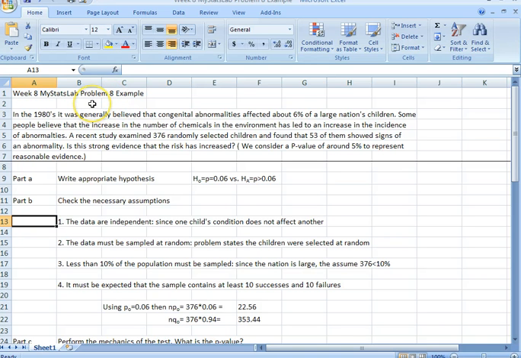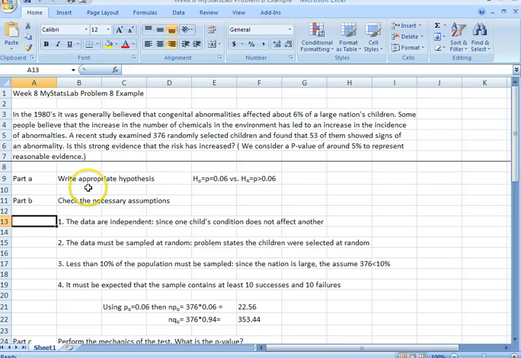In this problem, in the 1980s, it was believed that congenital abnormalities affected about 6% of a large nation's children. Some people believe this is due to an increase in chemicals in the environment, and a recent study examined 376 randomly selected children and found that 53 of them showed signs of an abnormality. Is this strong evidence that the risk has increased? We are considering a p-value of around 5% to represent reasonable evidence.